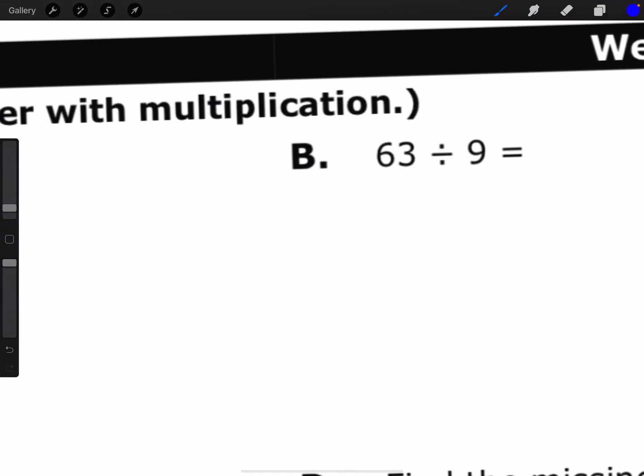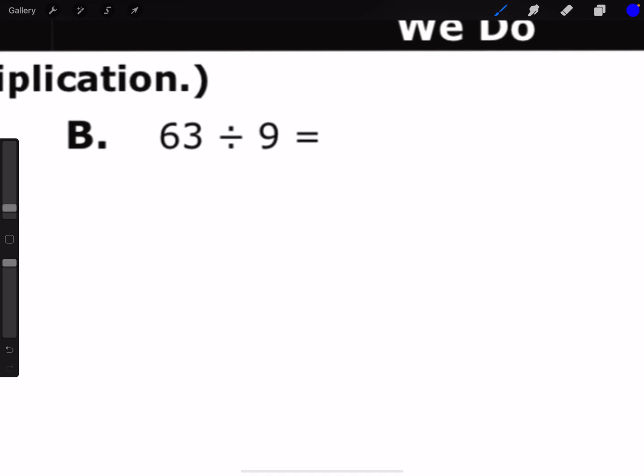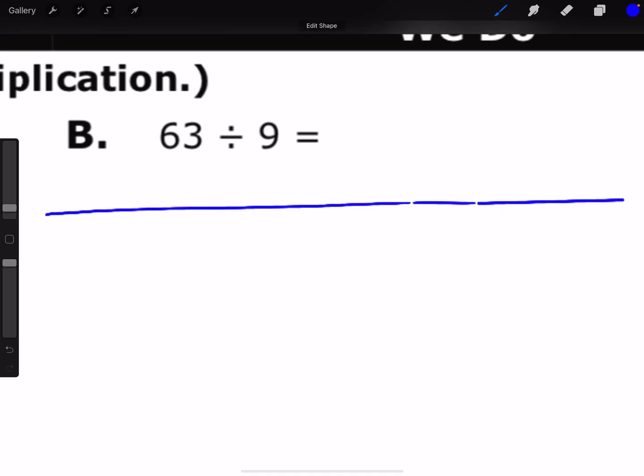Okay. We're going to do a repeated subtraction again on 63 divided by 9. Again, we're going to do the number line. So we make the number line. We have to go clear up to the dividend, which is 63. We would like to end at 0. Our chunks that we need to count back are 9.